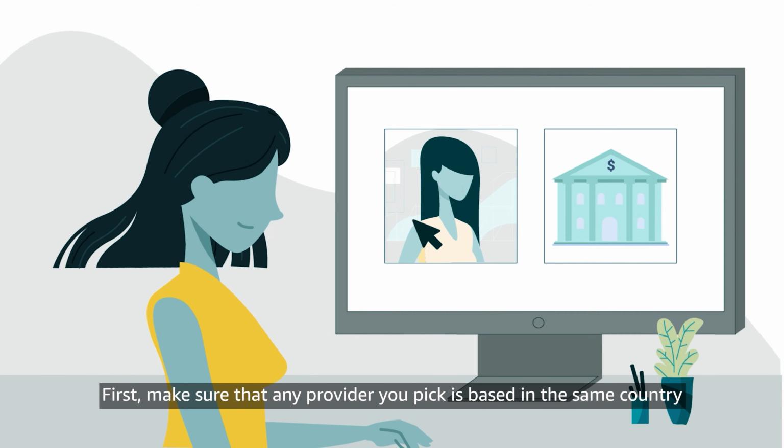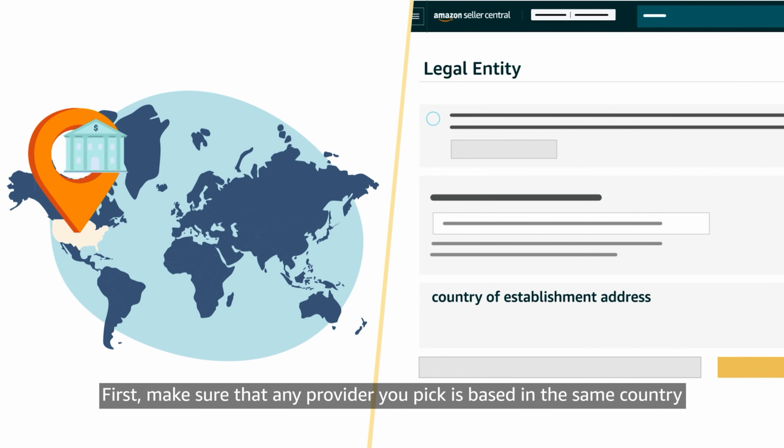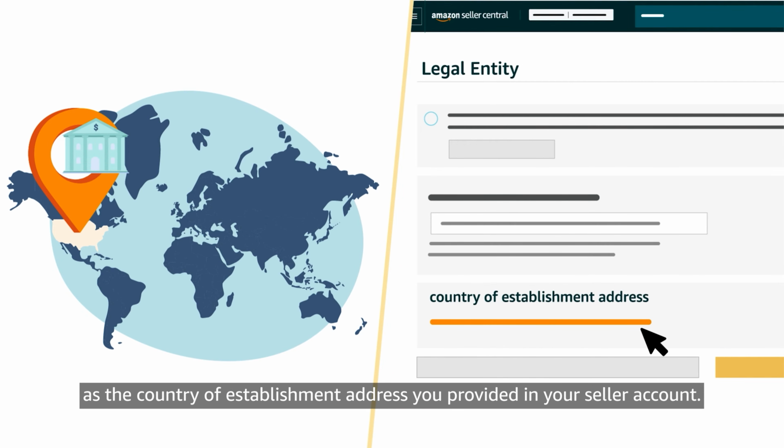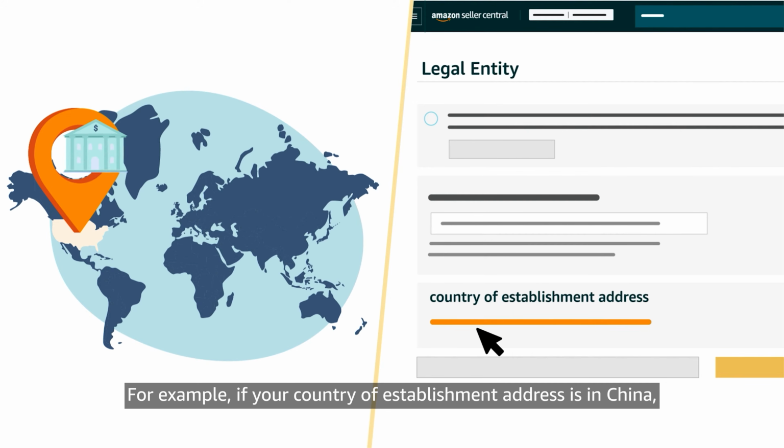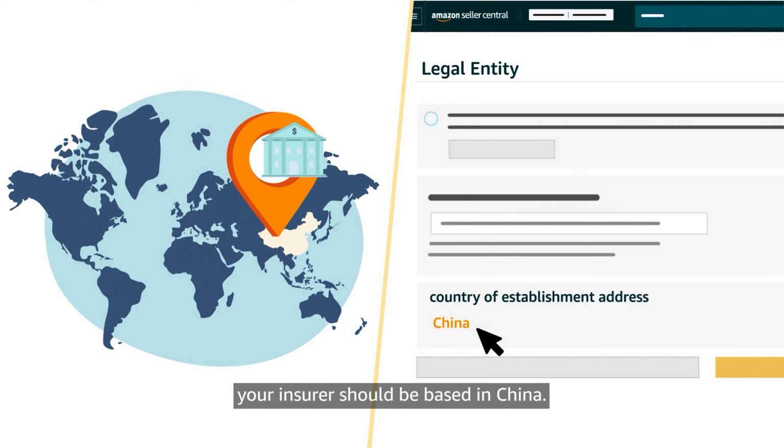First, make sure that any provider you pick is based in the same country as the country of establishment address you provided in your seller account. For example, if your country of establishment address is in China, your insurer should be based in China.